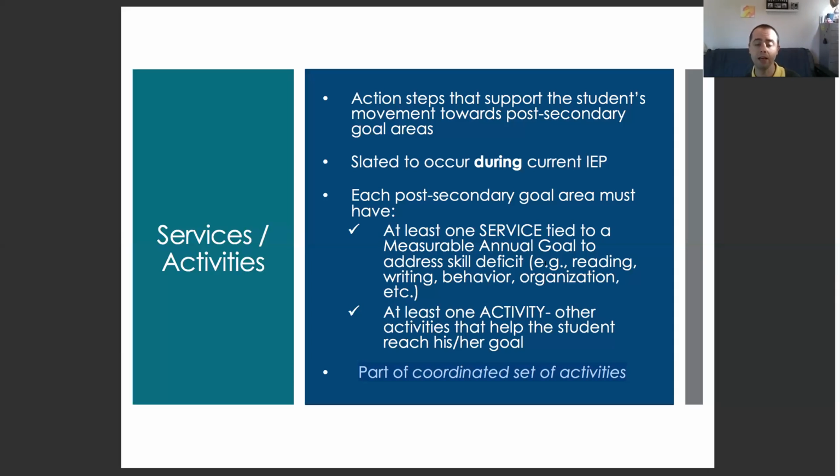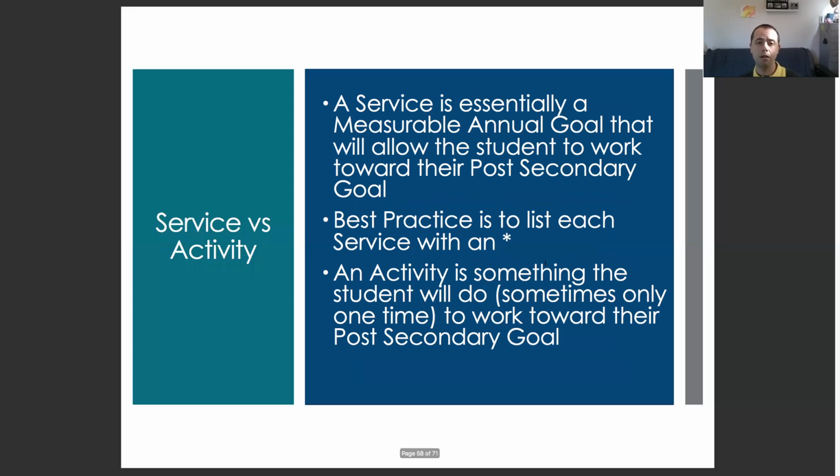That's called IEP alignment. And when we talk about our services, again, those are those measurable annual goals. A best practice here is to list it with an asterisk. And we're going to talk about an activity here in a few moments. That's what the student is going to do typically in 1 year's time as they get towards that post-secondary goal.